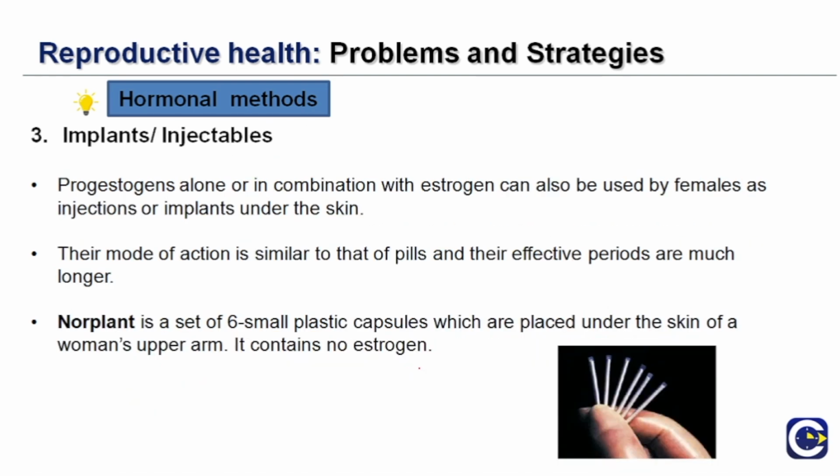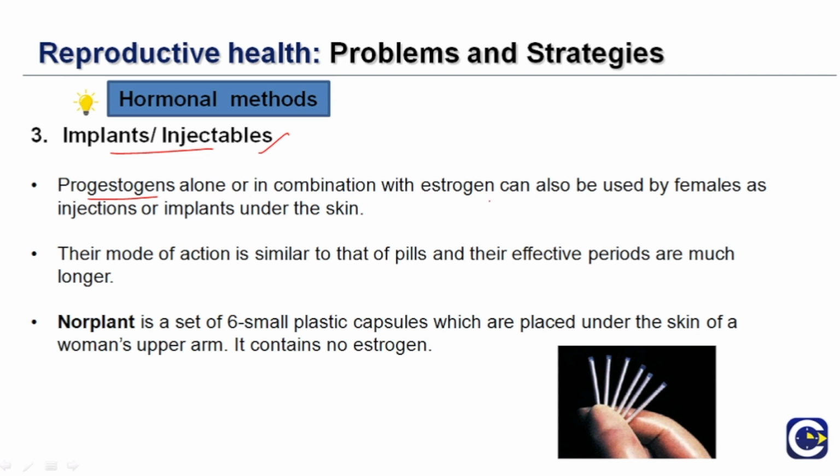So the third hormonal method can be either implants or injectables. Sometimes, even with the patch, it can be difficult. Let's say you want to go swimming, it can be difficult to do that with a patch. In such cases, implants or injectables are another available method.